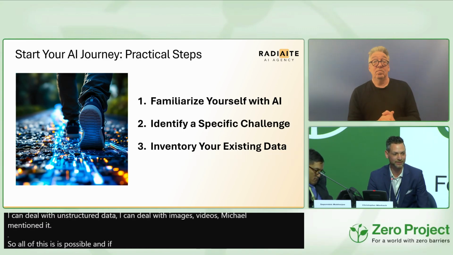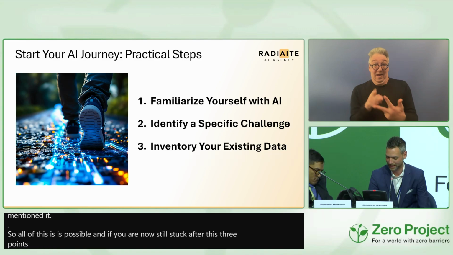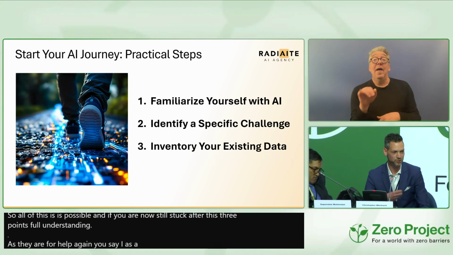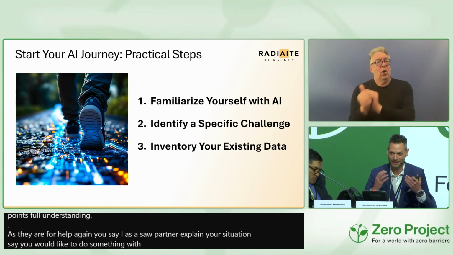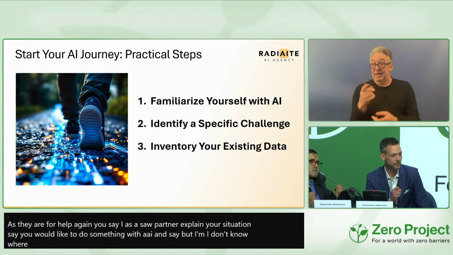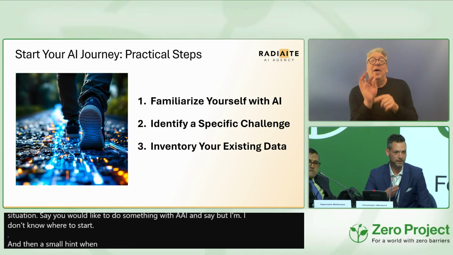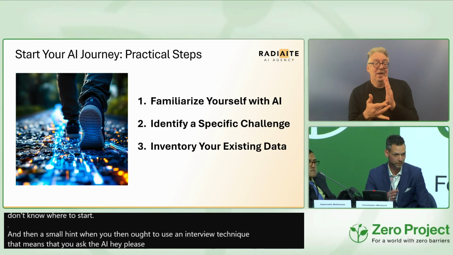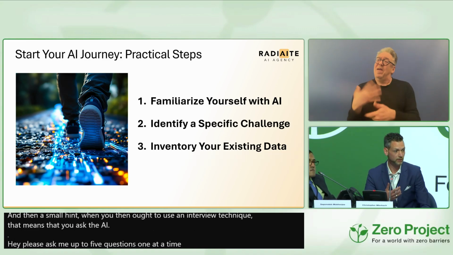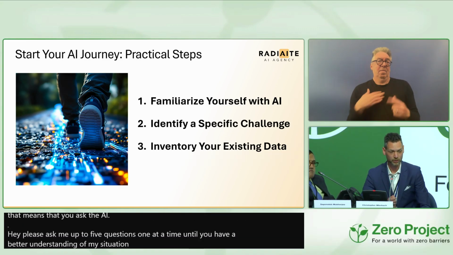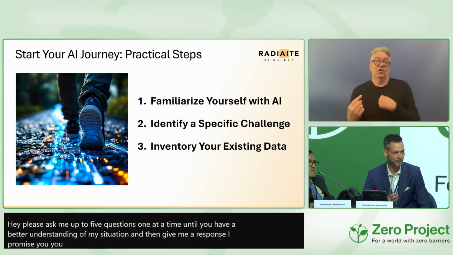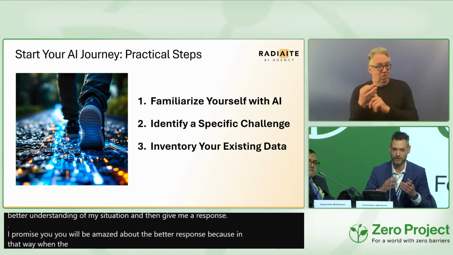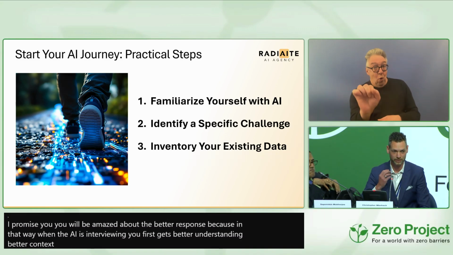And if you are now still stuck after these 3 points, full understanding, ask the AI for help. Again, use AI as a thought partner. Explain your situation. Say you would like to do something with AI and say, but I don't know where to start. And then a small hint, when you then also use an interview technique, that means that you ask the AI, hey, please ask me up to 5 questions, 1 at a time, until you have a better understanding of my situation, and then give me a response. I promise you, you will be amazed about the better response, because in that way, when the AI is interviewing you first, it gets a better understanding, better context of you, and it's giving you then a response.